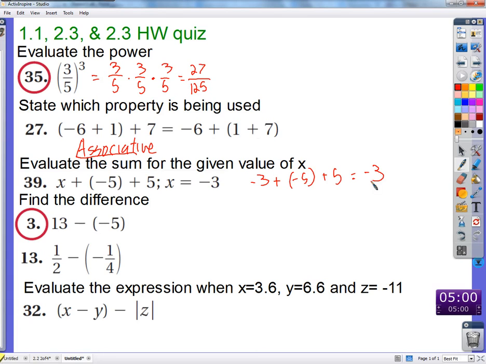13 minus -5. What does it mean if you subtract a negative? So you're just adding the positive. Subtracting a negative is the same as adding a positive. So 13 plus 5 is 18. Again, we're subtracting a negative, so we'll add a positive.